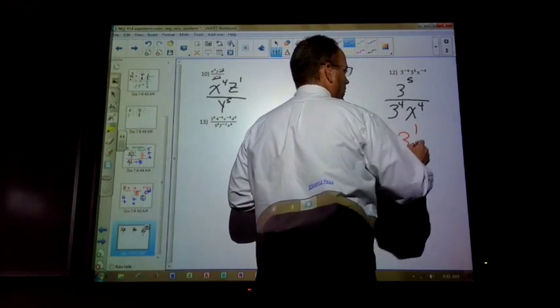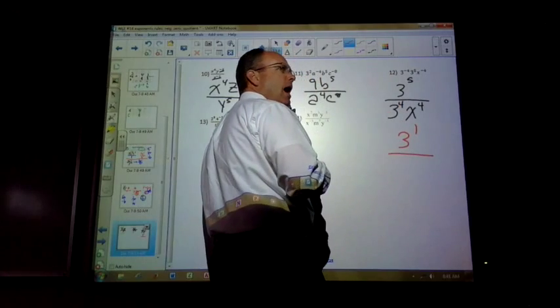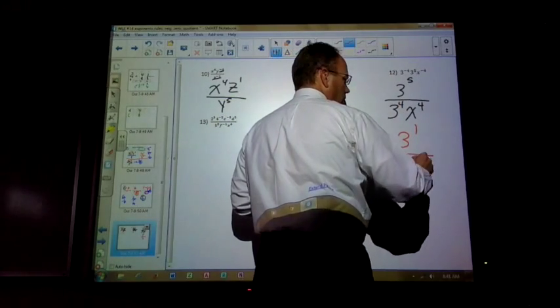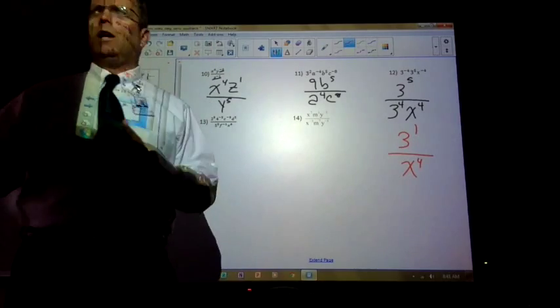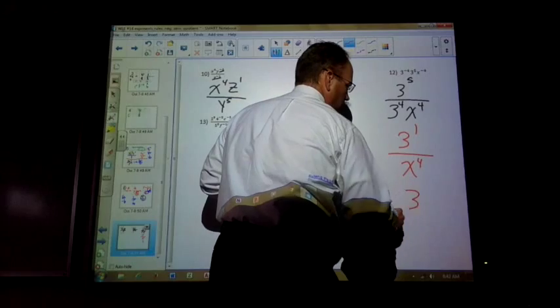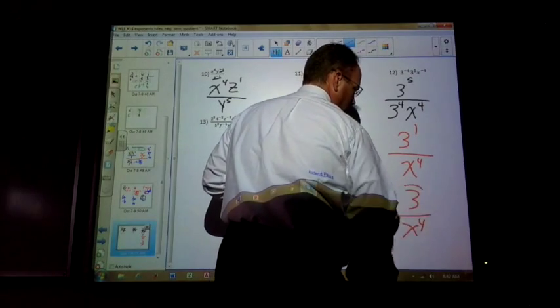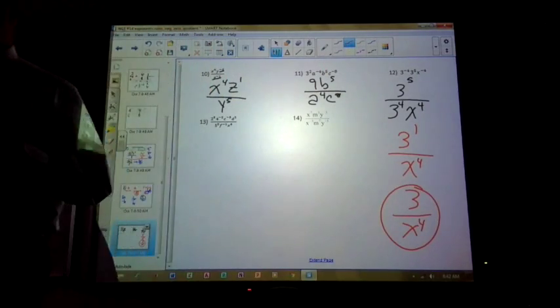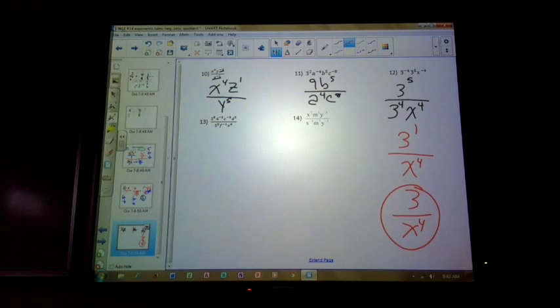So I have 3 to the 1st on top. I still have what on bottom? X to the 4th. Is 3 to the 1st the same thing as 3? Yes. So this becomes 3 over x to the 4th. Now let's eliminate the negative exponents by moving things. If it's negative as a whole number, it's going to move to its denominator. If it's already a fraction and it's in the top with a negative exponent, it's going to move to the bottom. If it was on the bottom with a negative exponent, it's going to move to the top.